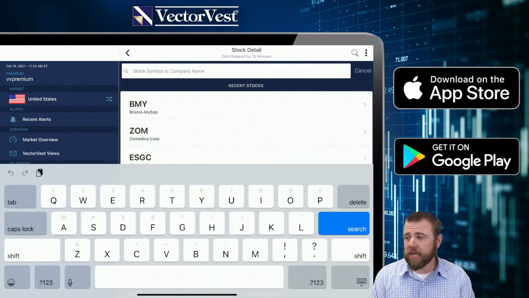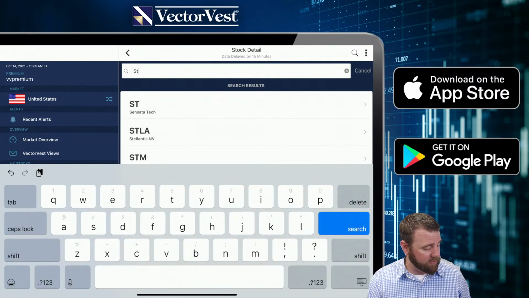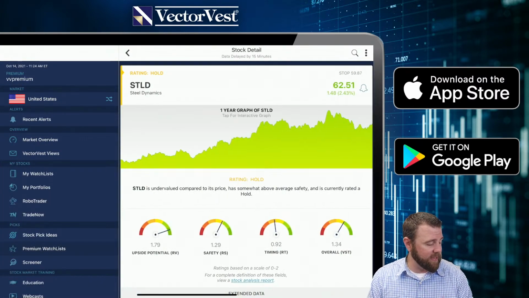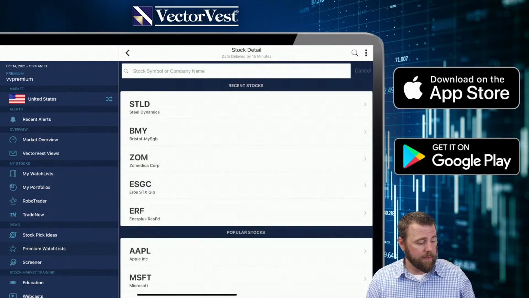All right, we'll do a couple more here. STLD, great long-term potential, less risk associated with this stock. You're in a slight decline on a short-term basis. Overall, good stock, timing just not the greatest right now.